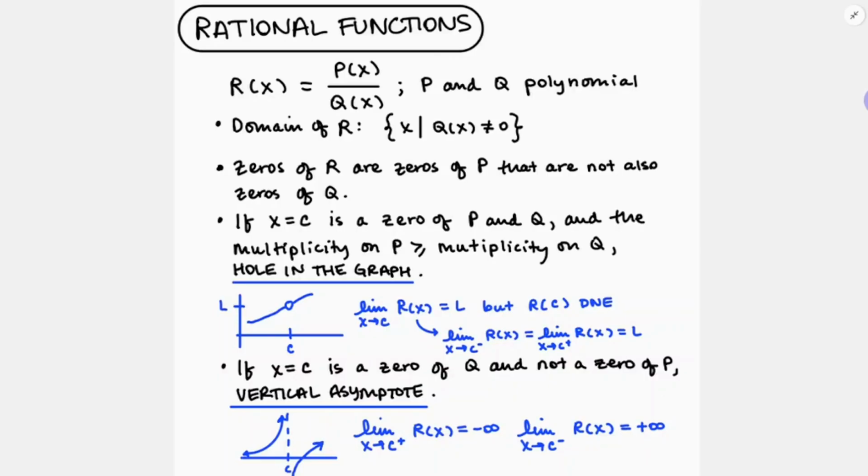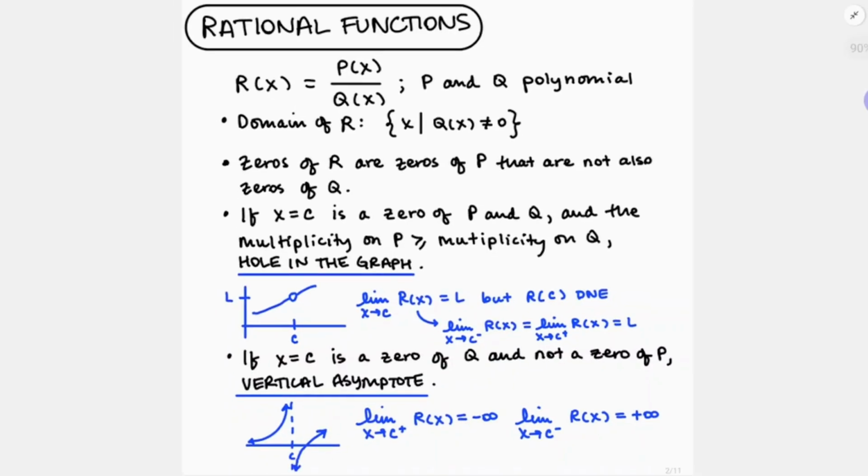Now if both p and q are equal to 0 at a given point, it's going to be more complicated, right? We might have a hole, we might have a vertical asymptote. But if q is equal to 0 and p is non-zero, then that's a guaranteed vertical asymptote, which is what you can see at the bottom of the screen. If x equals c is a 0 of q and not of p, that's an automatic vertical asymptote.